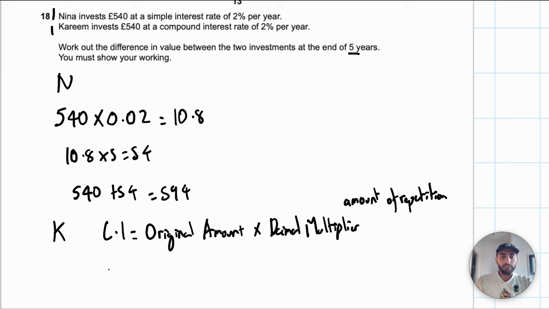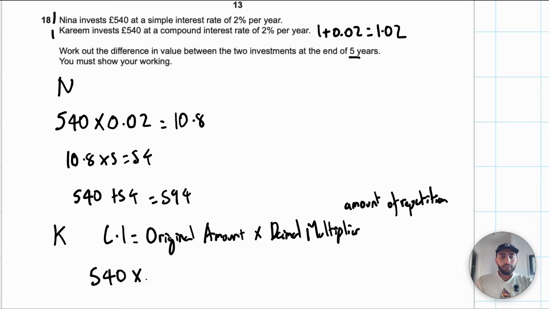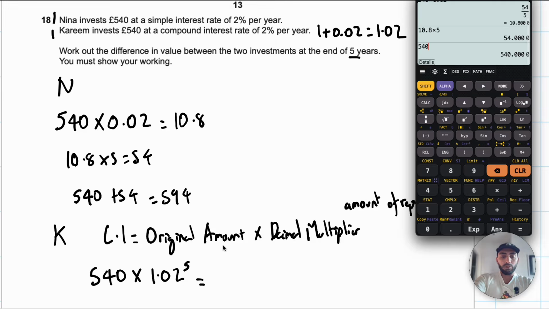Here, the original amount is 540, and the decimal multiplier, because it's an increase of 2%, we do 1 add 2% as a decimal, which is 0.02, so the decimal multiplier is 1.02. We're multiplying this by 1.02, and that's to the power of the amount of repetitions. Because there's 5 years, we need to raise it to the power of 5. Type that in. So 540 multiplied by 1.02 to the power of 5 gives us 596.20.